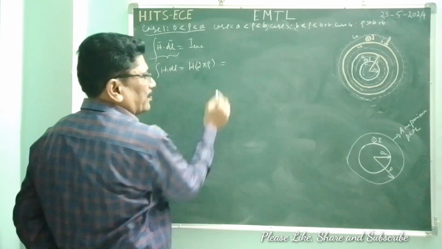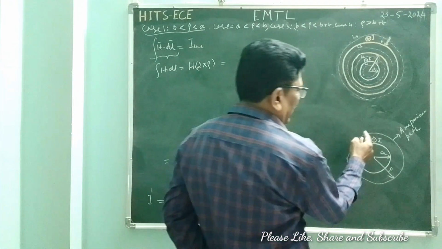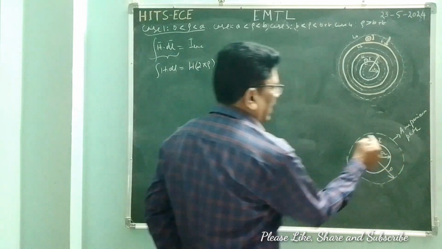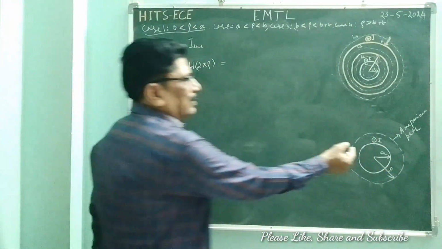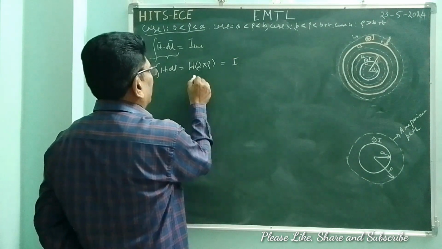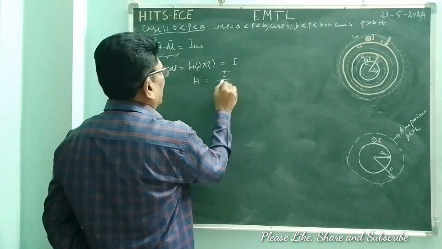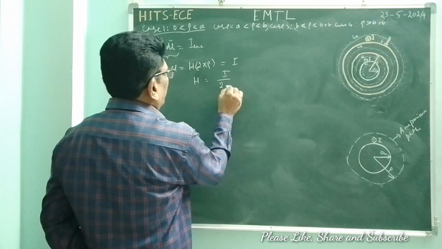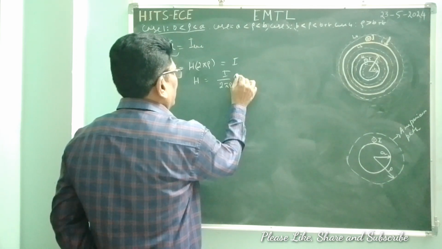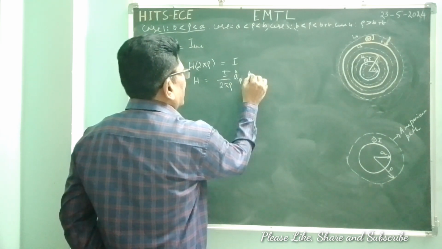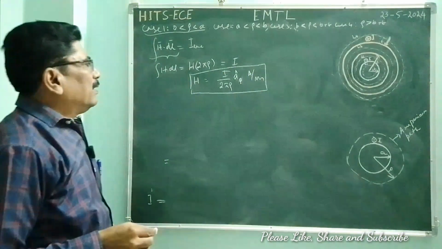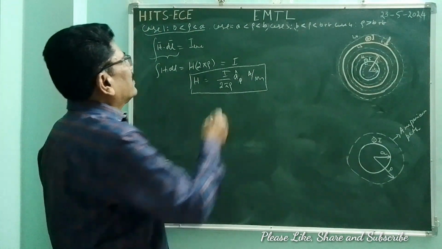Then what is I enclosed? Current enclosed by this Amperian path is what? I only. No need to derive anything. It is enclosing the complete current, not part of it. So it is equal to I. So H is equal to I by 2 pi rho, and direction is a phi cap, amperes per meter. For the second case, H is equal to I by 2 pi rho, a phi cap, amperes per meter. Very easy. So second case is over.